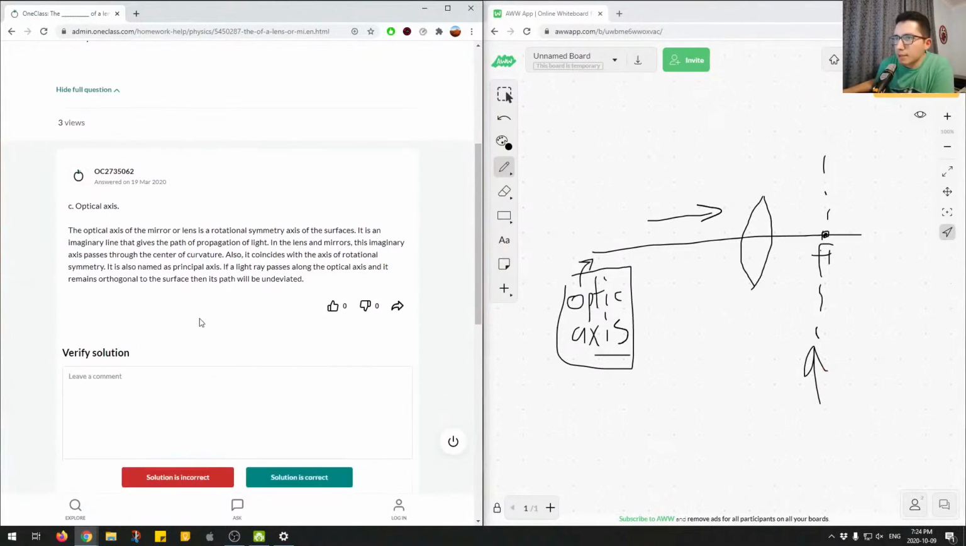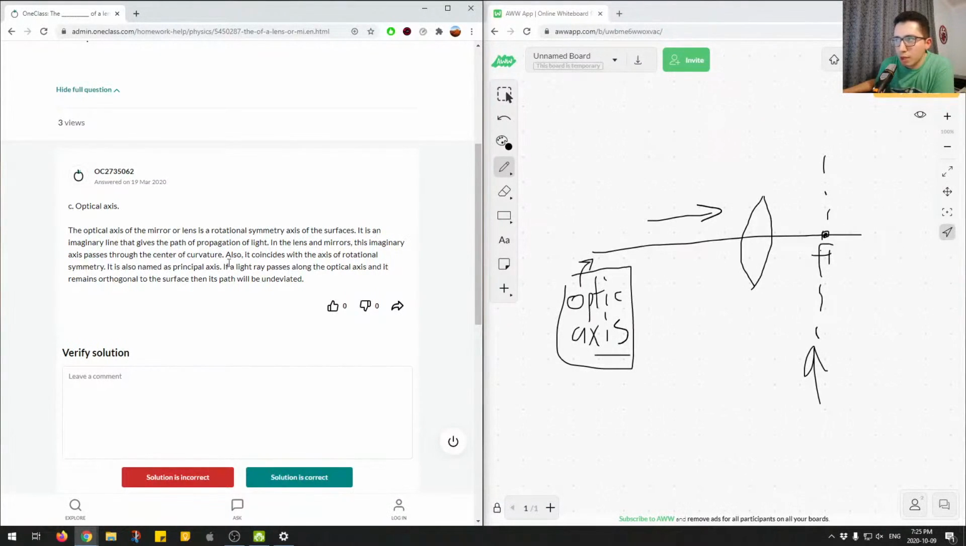So let's look at the attempted solution by the student. So they select the correct answer. The optical axis of the mirror or lens is a rotational symmetry axis of the surfaces. It is an imaginary line that gives the path of propagation of light. In the lens and mirrors, this imaginary axis passes through the center of curvature. Also, it coincides with the axis of rotational symmetry. It is also named principal axis.